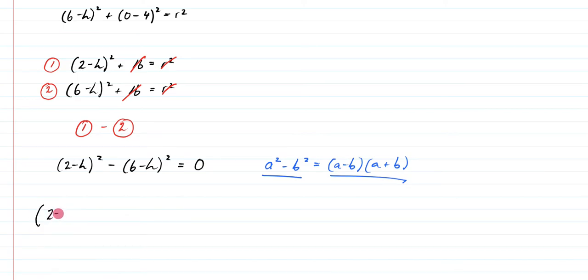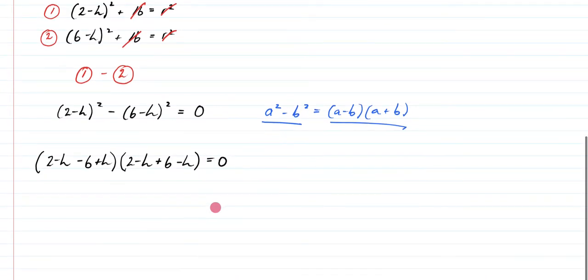I have 2 minus h minus 6 plus h, close my brackets, then open my brackets again and get 2 minus h plus 6 minus h equals 0. Let me now simplify my brackets. So let me get my red again and cross things out. I have a minus h and a plus h. And then I have this 2 and minus 6, which is going to give me minus 4.